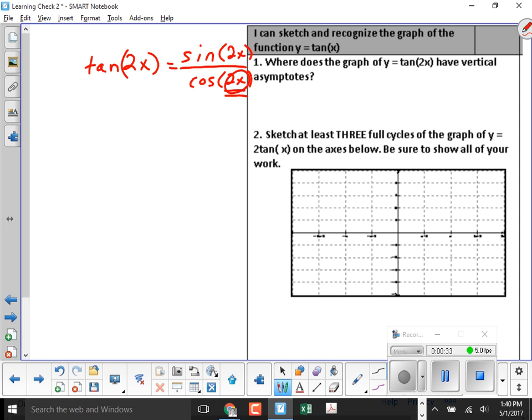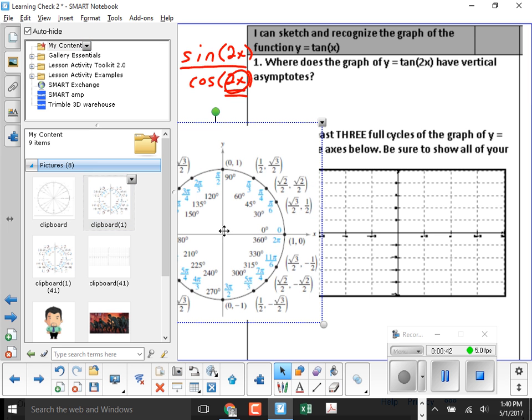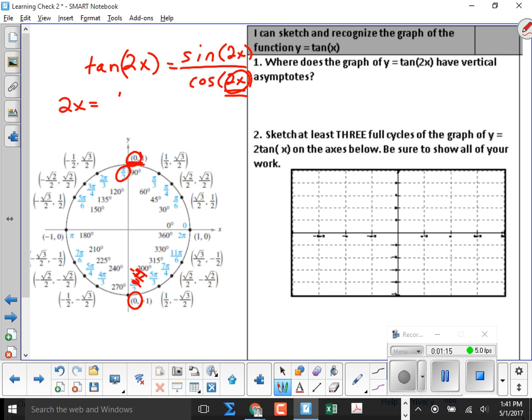So you got to figure out, if you look at the unit circle, the cosine is 0 at the 90s and negative 90s or 270s. So you got to figure out what makes the inside of cosine pi over 2. So in other words, when 2x is pi over 2, or 90 degrees, you're going to get 0. That's what we learned, right? So you can just set the 2x equal to pi over 2, and we'll do negative pi over 2. So positive or negative pi over 2.